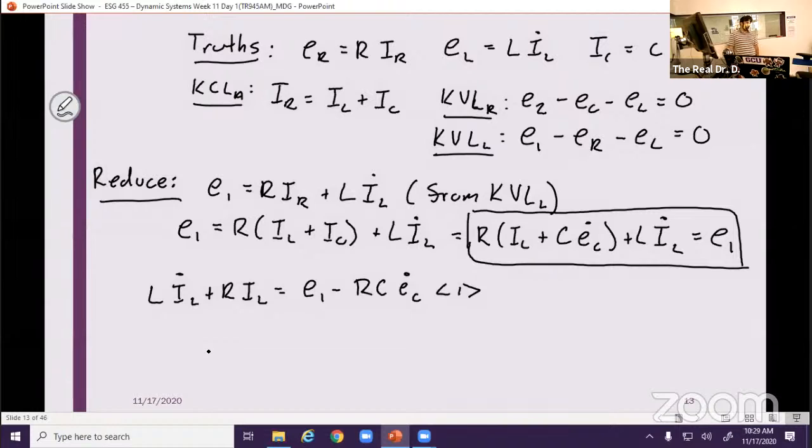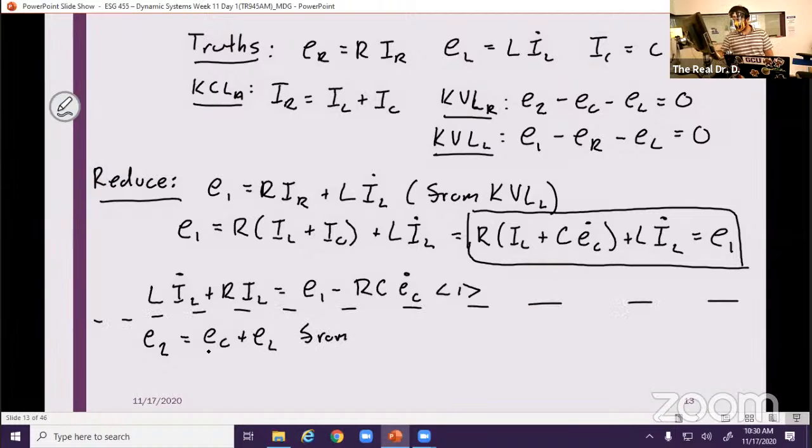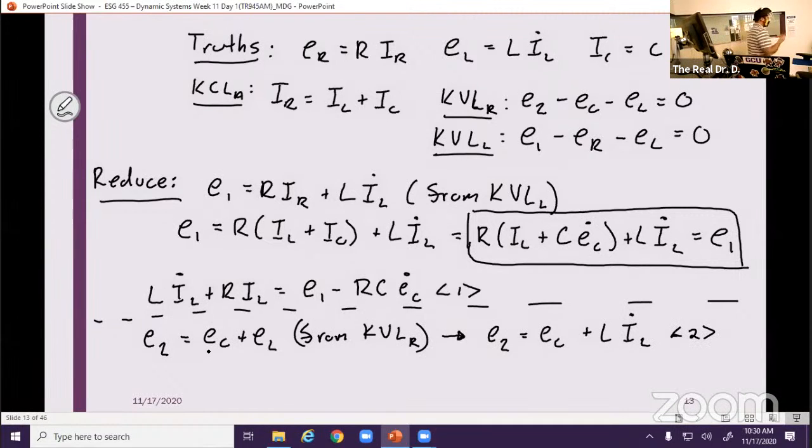We need another equation. So where's that going to come from, right? Well, we still got a KVL that we haven't used, right? So we're going to take that KVL from the right-hand side. I'm going to write it in terms of... I'm just rearranging this, right? This is from KVL on the right-hand side. Well, that's really nice, right? Because I can leave EC as is, and E sub L is just this. So look at that. I've got two equations.